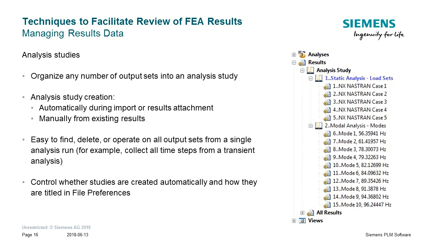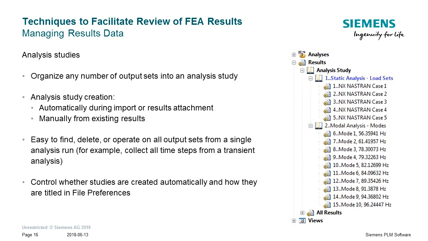Output sets can be organized into analysis studies to help order the output data into more understandable groups. These studies can be created automatically when importing or attaching results data, or manually from existing data. Organizing the output data in this way makes it easier to find, delete, or operate on a collection of output sets from analysis runs. For example, you can group output sets from statics, modes, and time steps from a transient analysis into separate analysis studies and operate on them individually.